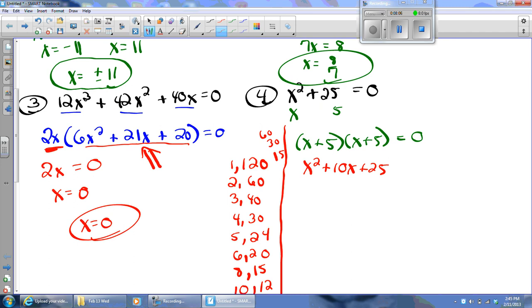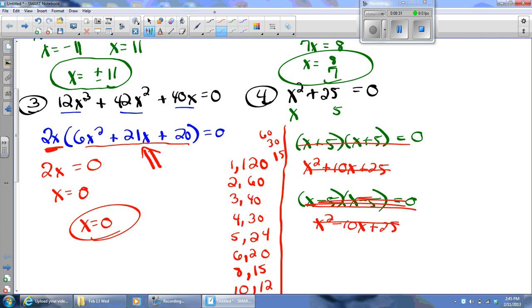Hey, wait a minute. That doesn't match. Oh, I know. I must have factored wrong. It must factor like this. Maybe it's x minus 5 times x minus 5. Okay, well, I ask you to FOIL it. Okay, x squared minus 10x plus 25. Well, that doesn't match either, does it? Okay, so that's not right.